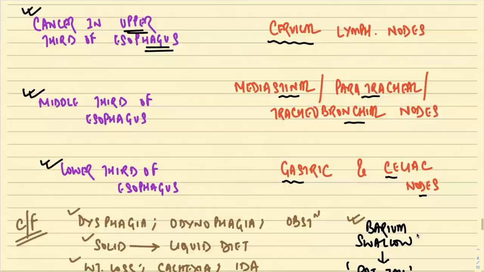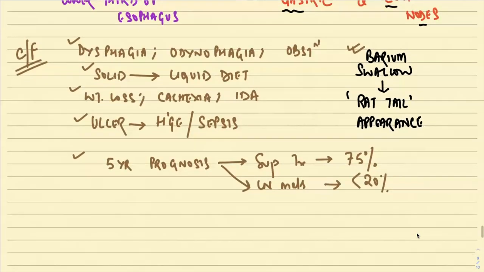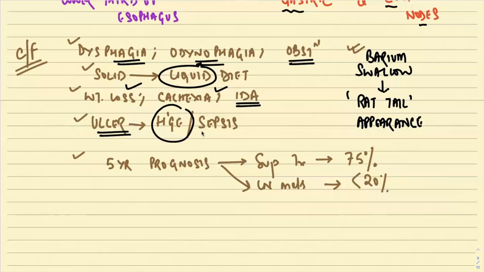Now, if you look at the clinical features, patients present with difficulty in swallowing, that is dysphagia, painful swallowing called odynophagia, or there might be complete obstruction. They will give you a history that they have gradually changed their diet from solid to liquid. They present with weight loss, cachexia, and iron deficiency anemia. Why? Because of bleeding from the ulcerated squamous cell carcinoma. Any squamous cell carcinoma presenting as an ulcer can bleed. There can be hemorrhage, and it might also lead to perforation, leading to sepsis.